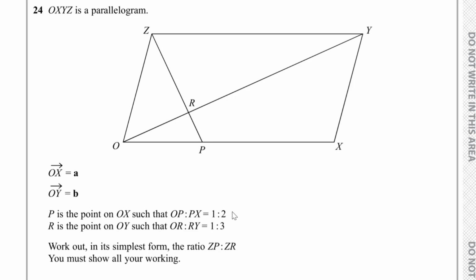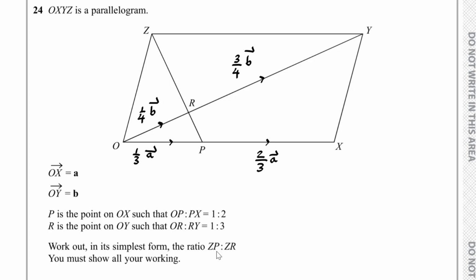So OP is going to be 1/3 of OX, so this over here is going to be 1/3 of A. And PX, therefore, is going to be 2/3 A. Now OR to RY is equal to 1 to 3, so OR is going to equal 1/4 B, and this is going to be 3/4 B. So that's that, okay, and we've also got this one.